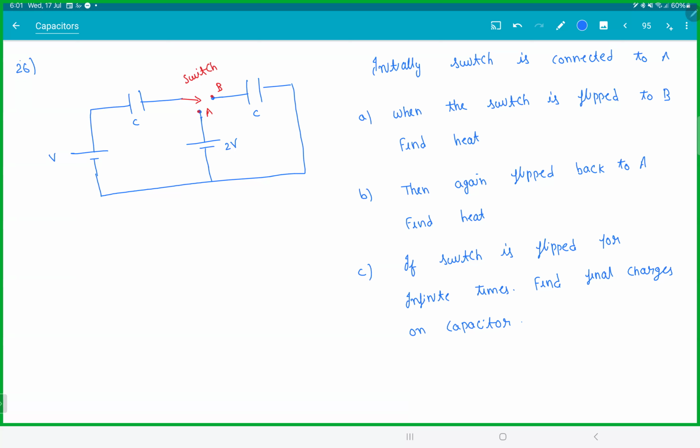Remember, they're not in series. The left capacitor will be charged, the right one is empty. So don't take them in series.